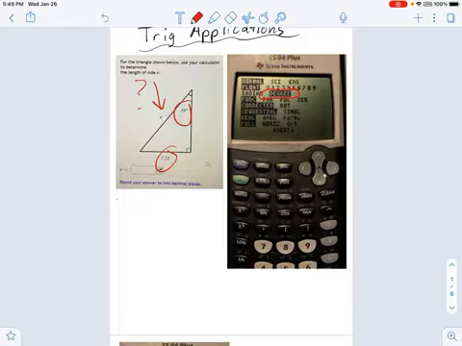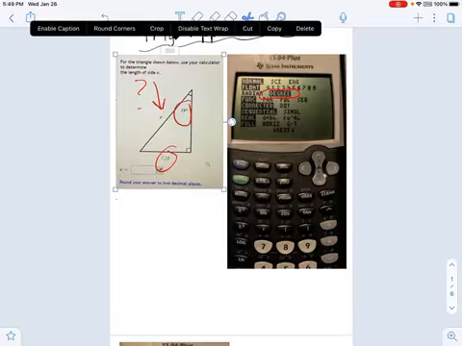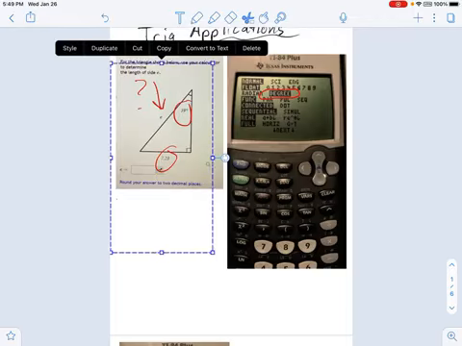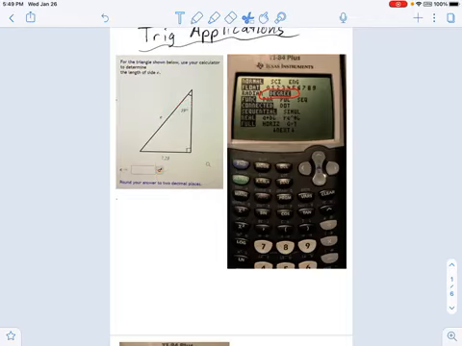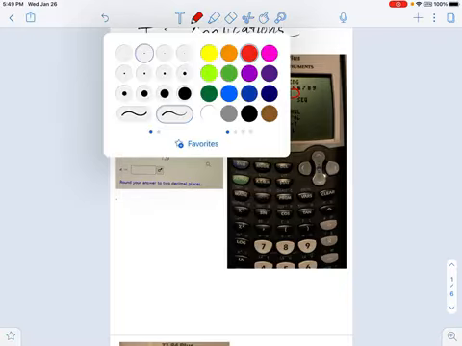The triangles will rotate all over the place. You'll have to use different trig functions from time to time based on what you're given. So let's get started with this one, and we'll see how it works. I want to remind you at this point to make sure your calculator is set in degrees, because that is what the problem is in. Okay, the problem is in degrees, therefore you should make sure your calculator is in degrees.